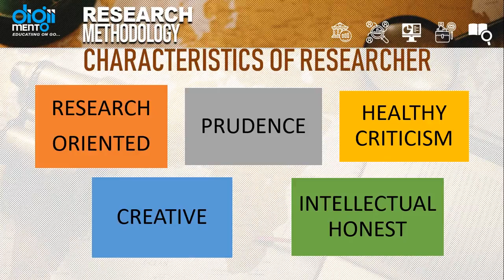Okay, so that's it about the characteristics of research. And the next one is characteristics of the researcher. Previously we studied the characteristics of research. Now we study the characteristics of the researcher. Think that you are the researcher. What are the qualities and characteristics you should have during the entire research process? The first one is that you should be very research oriented. So what does research oriented mean? If you are a researcher, you should take care of deep thinking and inquiry about all the things and situations going on around you.